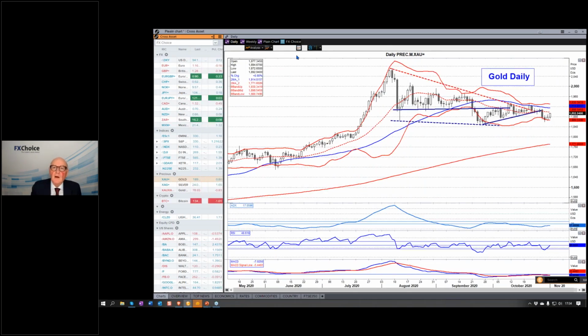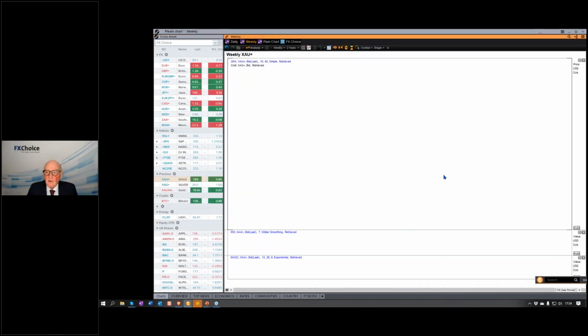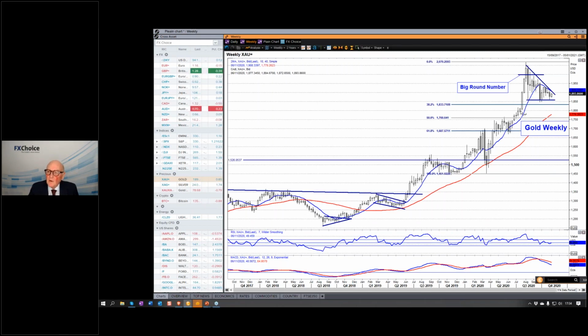I'll do one more, and I'll do gold because it's a different asset class from all the things we've been talking about up till now. Again, I like to start from the weekly to get the context. We are dominated by this descending triangle here. The big round number, of course, there, $2,000. We went up to 2070, and then we've had a series of lower highs ever since.